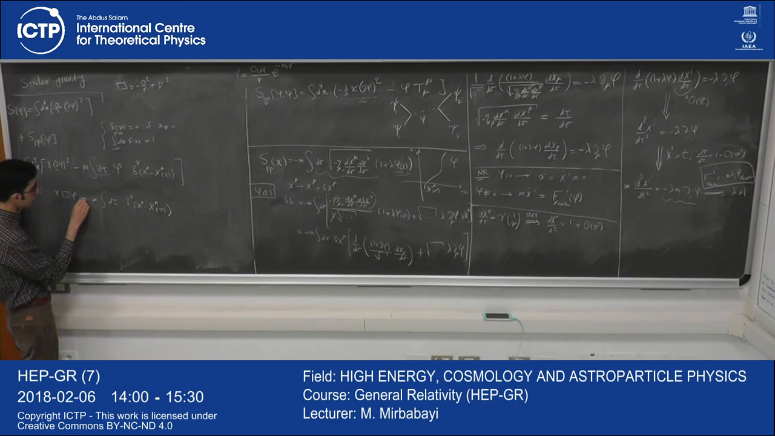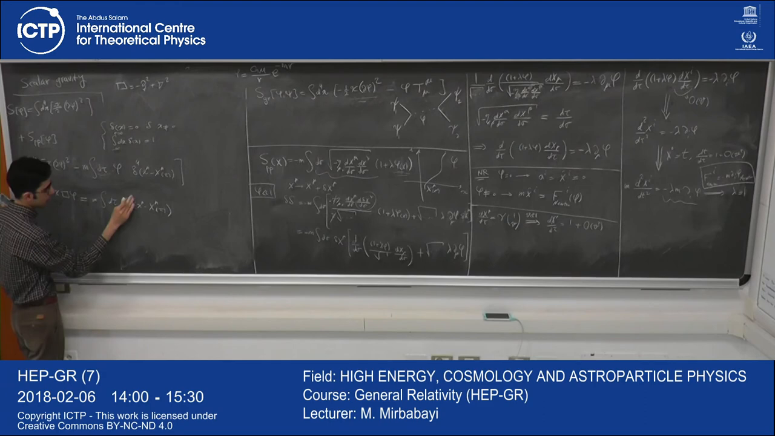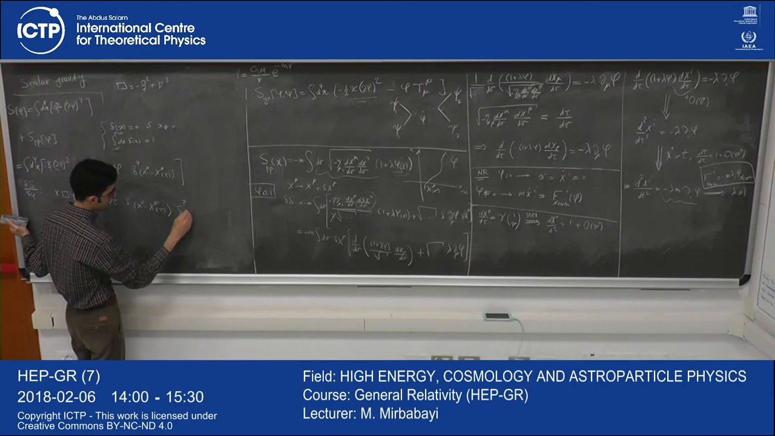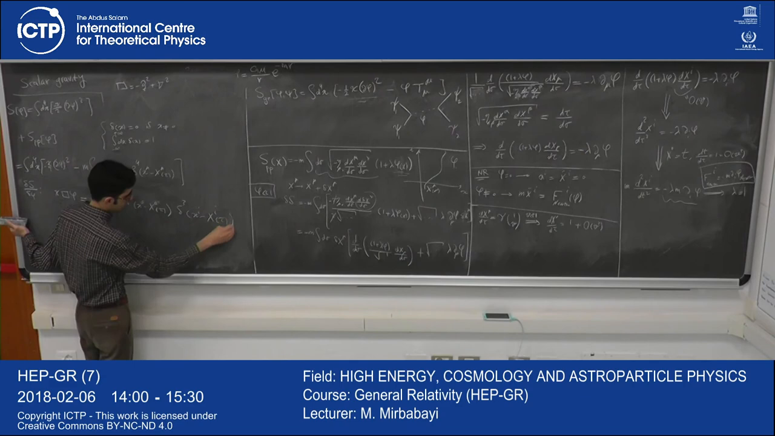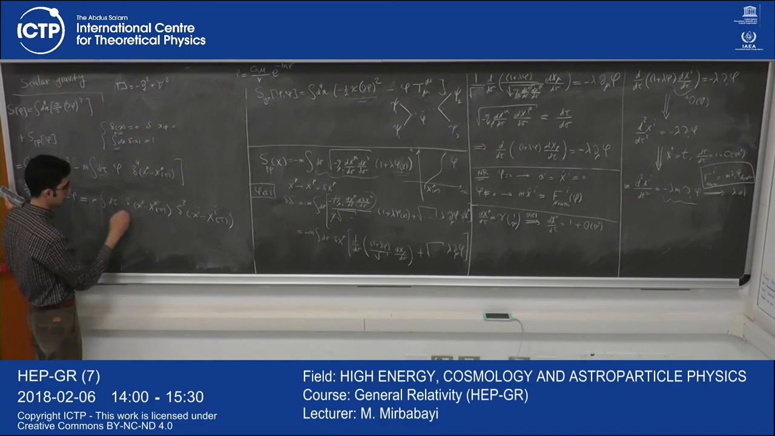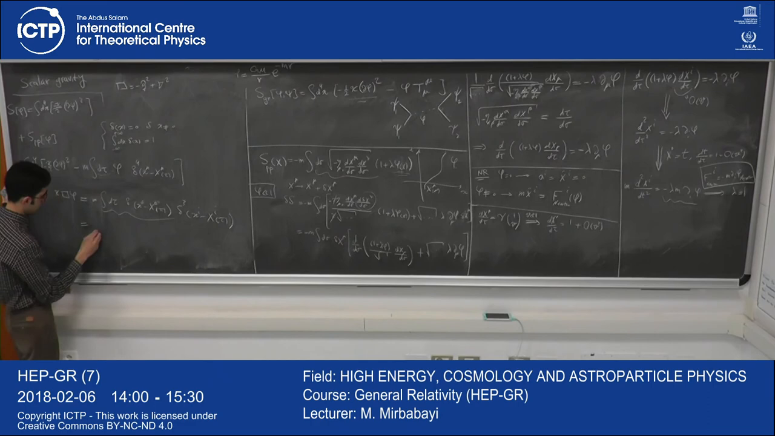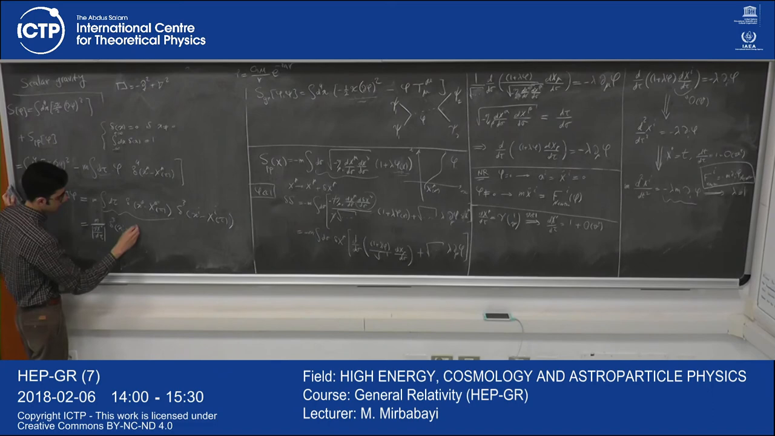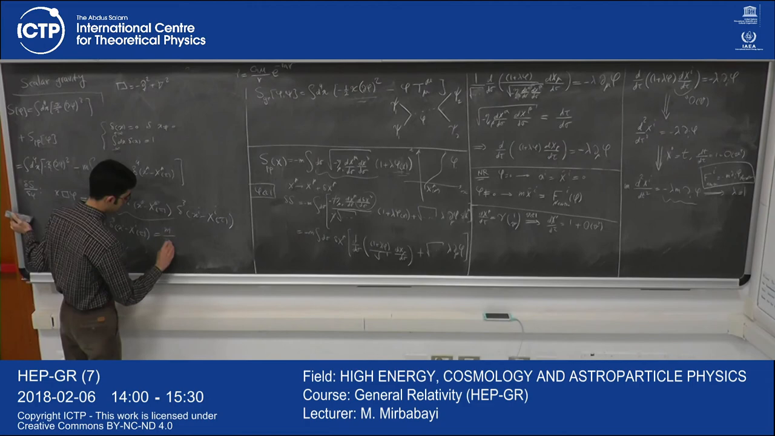Now I can do this, there is an integral and a delta function. I can use delta of x0 times delta 3 of xi minus big Xi. Then I can use this delta function to do the first integral. So this is just m divided by the absolute value of dx0 by d tau, times delta 3 of xi minus xi of tau. And this object is just the Lorentz factor gamma. So what we get is m over gamma times delta 3 of xi minus xi of tau.